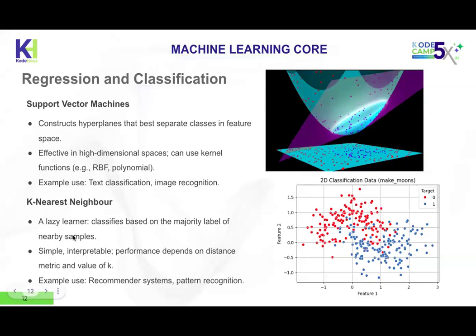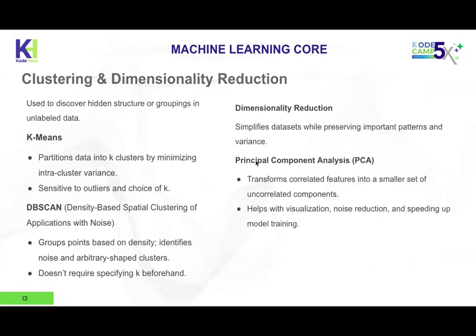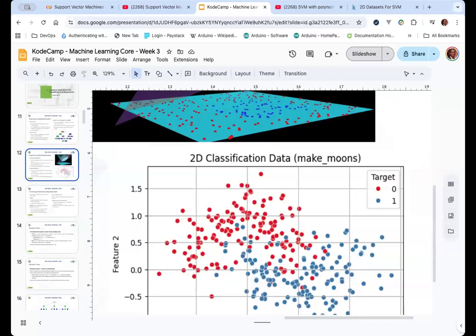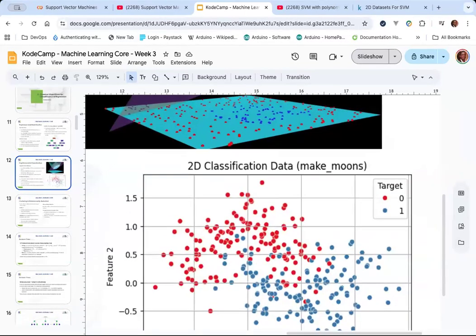So it's based on a majority level of nearby samples. It's simple, it's interpretable. That's one good thing with it. And the performance depends on distance metric and value of k. So examples of where you use k nearest neighbor are recommender systems, and you also use them for pattern recognition. So let's look at that. K nearest neighbor.